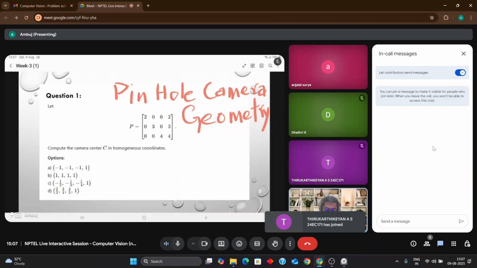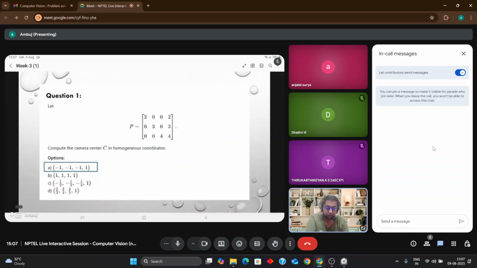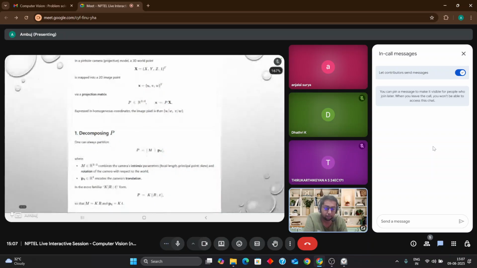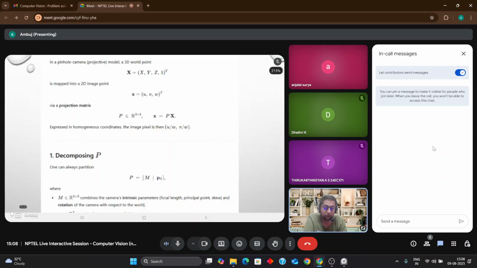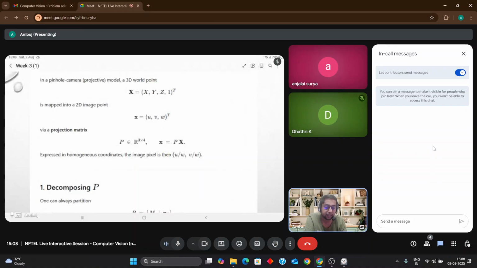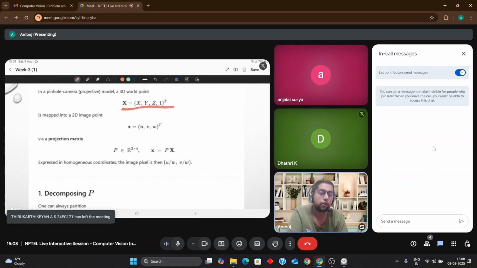Now you try to see, the correct option would be A: minus 1, minus 1, minus 1, 1. Now see how I have calculated the camera center in homogeneous coordinates from the given matrix P. In the case of the pinhole camera or projective modeling, a 3D point is given by capital X equal to (X, Y, Z, 1) transpose. Now you see mapping this 3D point to a 2D image point.